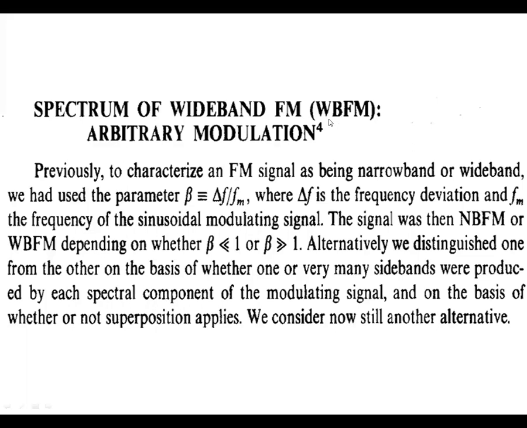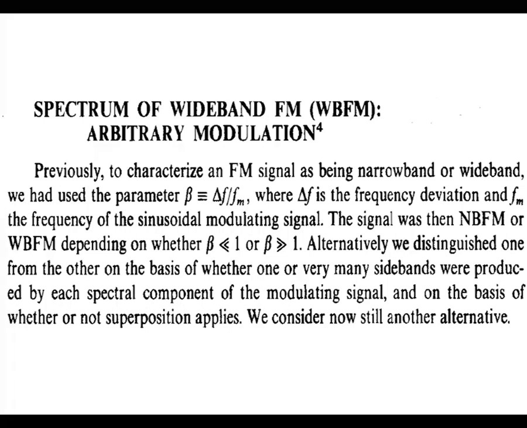spectrum of wideband FM, when the wideband FM is generated by the indirect method of generation. What is the wideband? FC plus F1, FC minus F1, one spectrum. FC plus 2F1, FC minus 2F1, another spectrum. FC plus 3F1, FC minus 3F1, another spectrum. Like this, a number of spectral components are there. Each spectral component has its own sidebands. That's why a number of sidebands are there. That is the wideband FM.